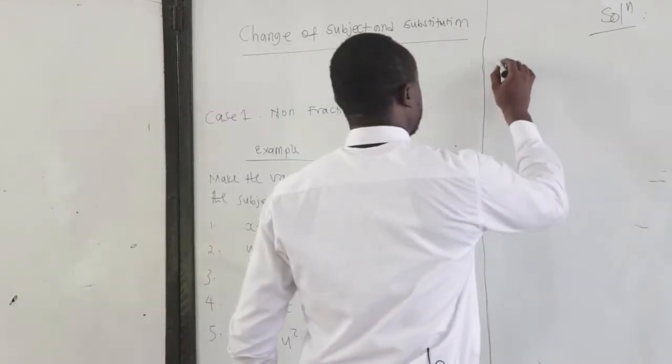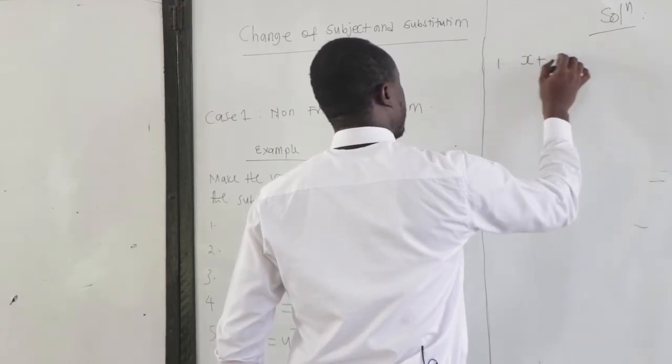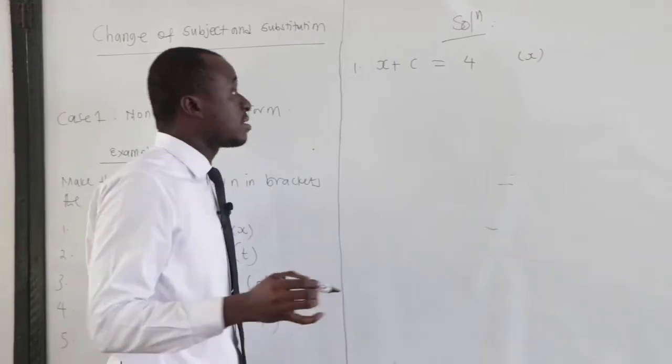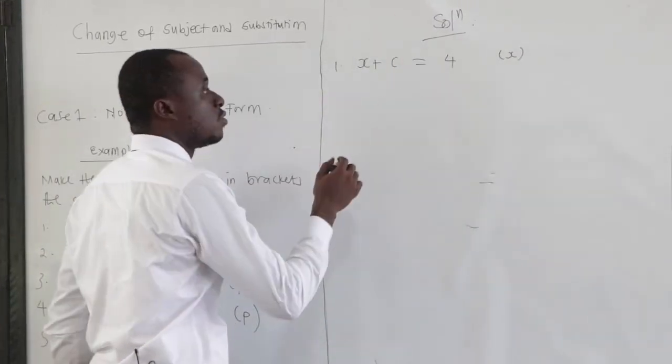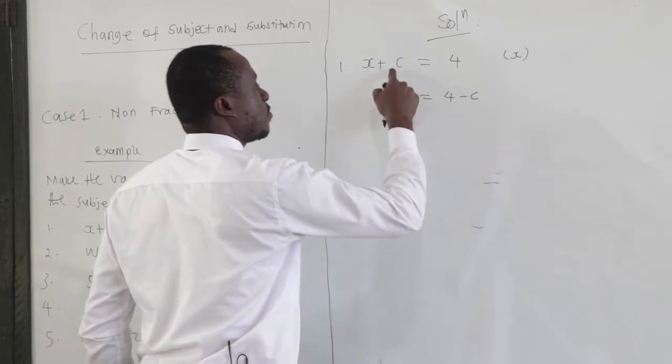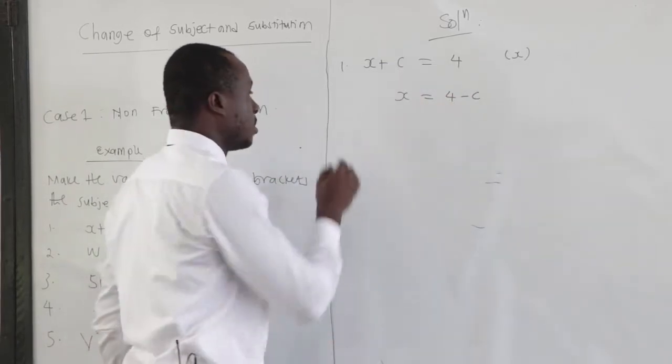Now the first one is saying that we have x plus c equal to 4. We want to make x the subject, we want to make x stand on its own. So the c has to move to the right hand side. So we have x equal to 4 minus c. This is positive, crossing, becoming negative.